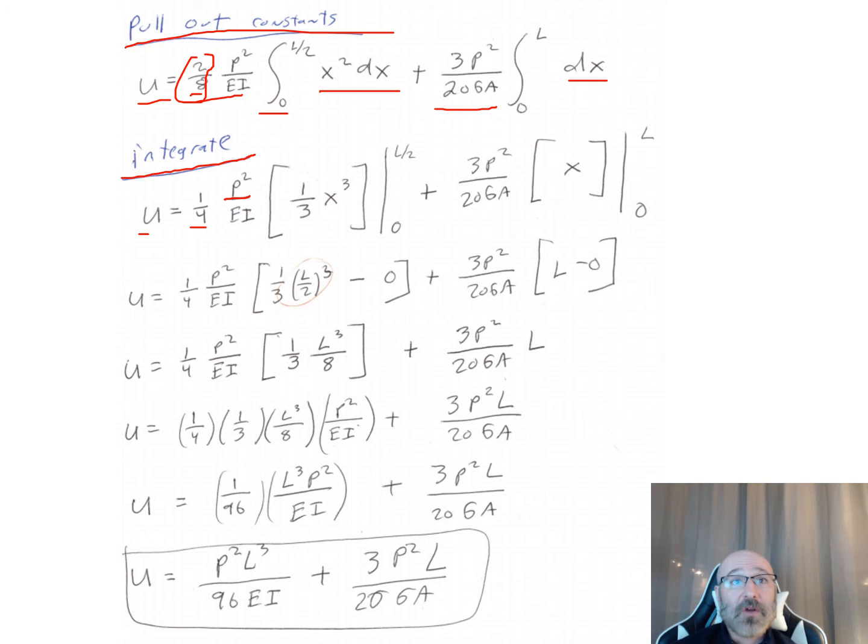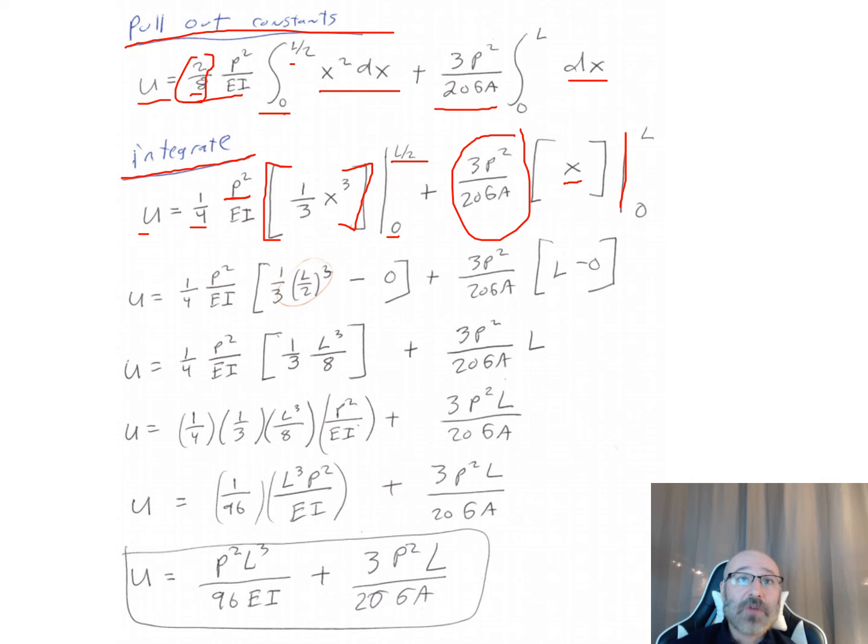This is still P squared over EI times, we do out the integral of x squared dx. Well, this is 1/3 x cubed right there. So then we can say this is evaluated now from our limits of integration from 0 to L over 2. Then we do the same thing over here. Here's just our constants out front still, and the integral from 0 to L of dx is x evaluated from 0 to L right there.